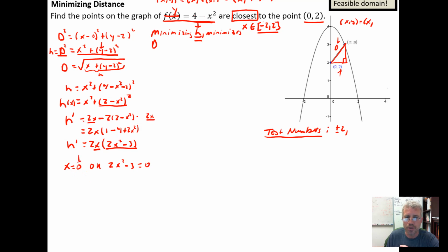So now I get a critical number, x equals 0. And then solving this, I'm going to get x squared equals 3/2 by algebra. So x is going to equal plus or minus the square root of 3/2. So there's my other critical numbers, plus or minus the square root of 3/2.